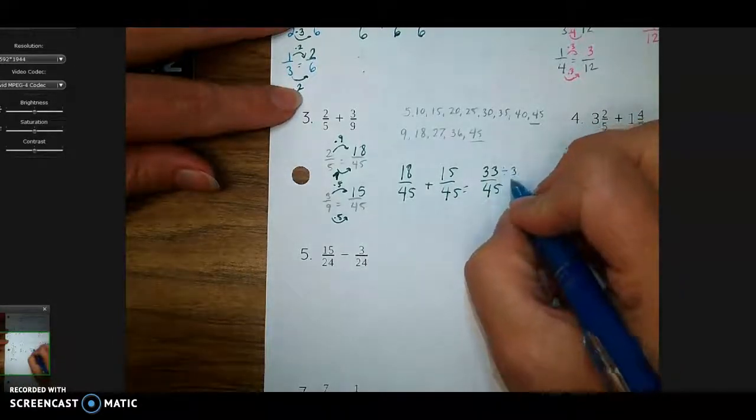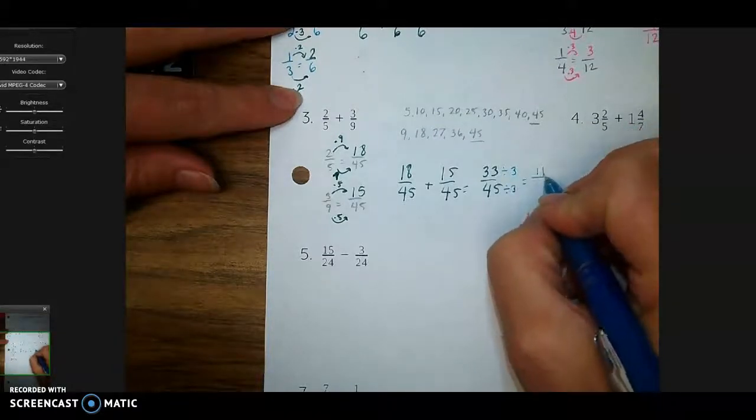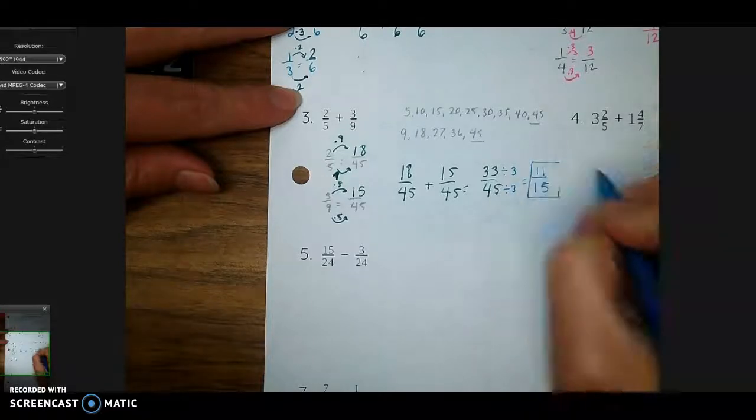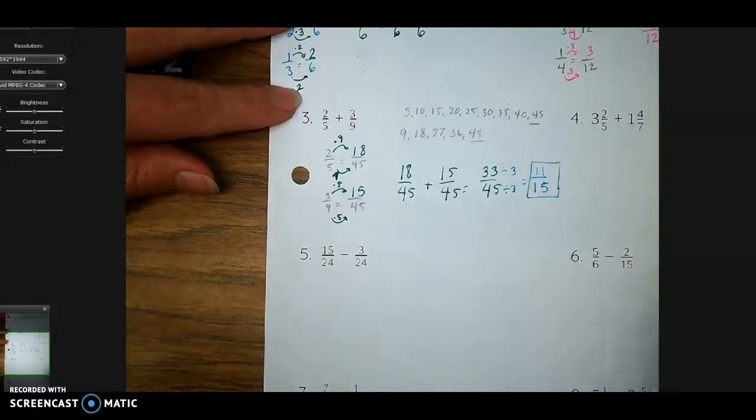I can divide both of these by 3. 33 divided by 3 is 11, and 45 divided by 3 is 15. So there is my final answer, 11/15.